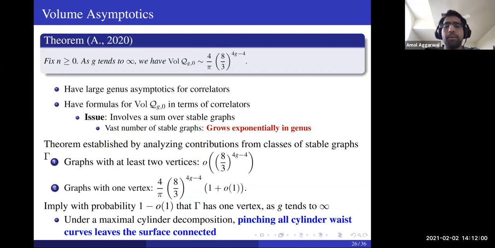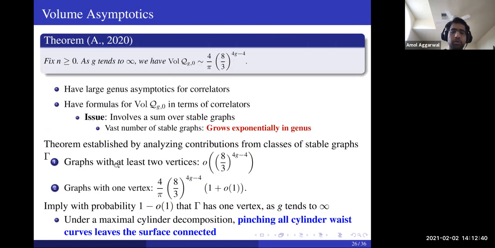Okay, so what this implies is that with high probability, I can view this as now a probabilistic statement along the lines of what Andre was asking. So with probability 1 minus little o of 1, this gamma only has one vertex, and with probability little o of 1, it has at least two vertices as the genus tends to infinity. So maybe more geometrically, if I take my random square tiled surface and I pinch all of these cylinder waist curves, then with high probability, that will leave my surface connected. Okay.